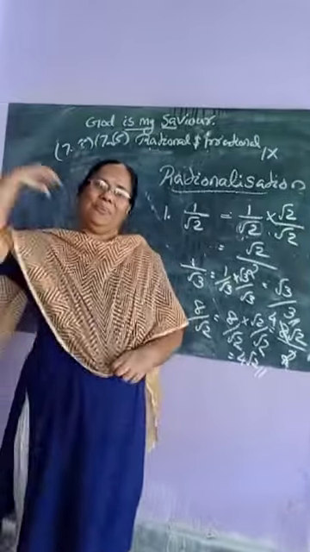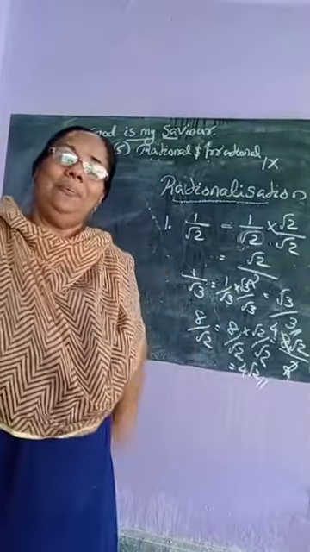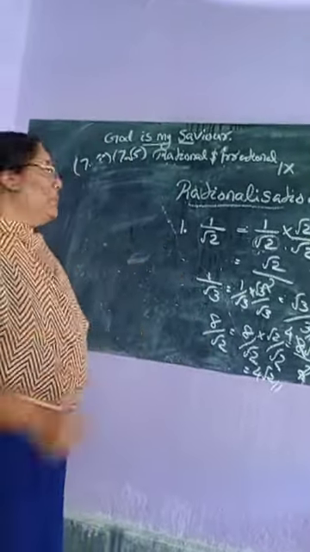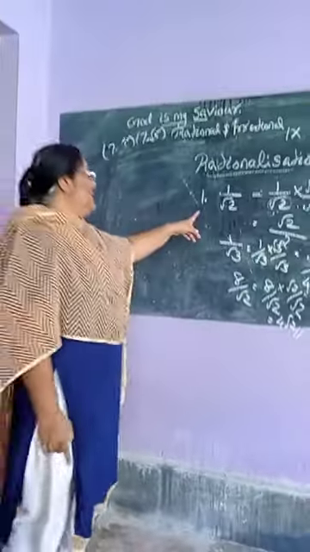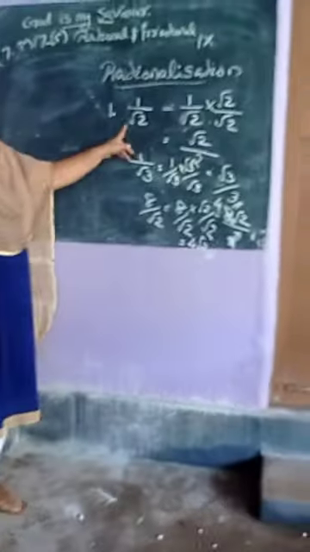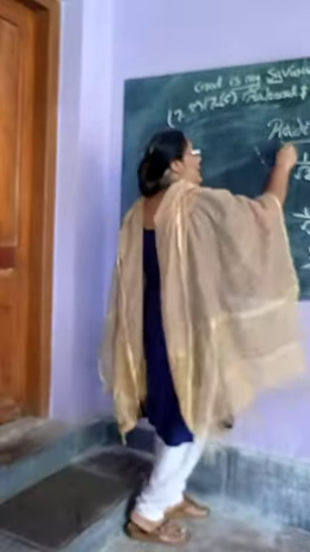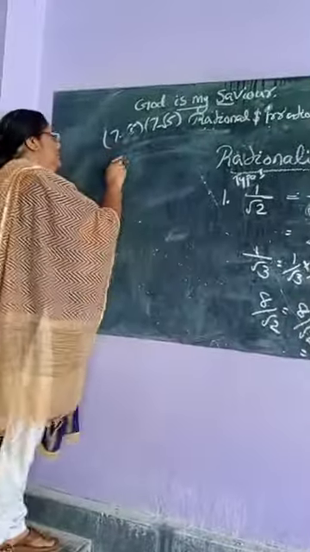4 root 2. Now listen, type 2 questions. Right? This is type 1. Then the next one is type 2.